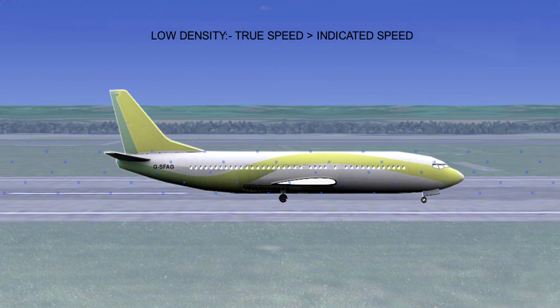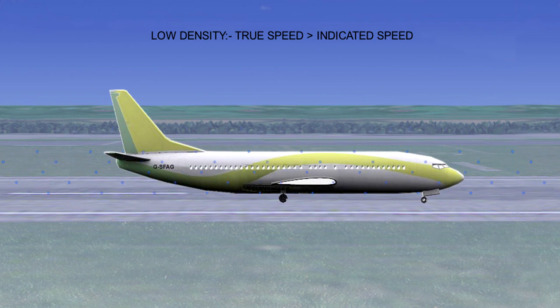Indicated airspeed works in exactly the same manner as lift, because it too is a function of dynamic pressure. To achieve the same indicated airspeed as the density falls, the true speed must increase. So with the scenario of reduced density in the takeoff, the aeroplane still needs to experience the same dynamic pressure to still generate the same lift and achieve the same indicated airspeed.